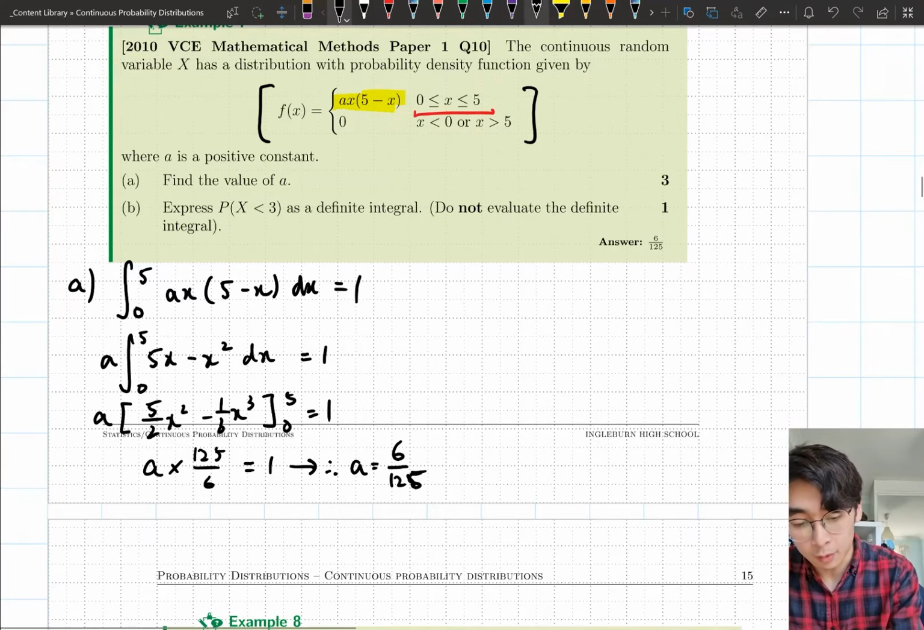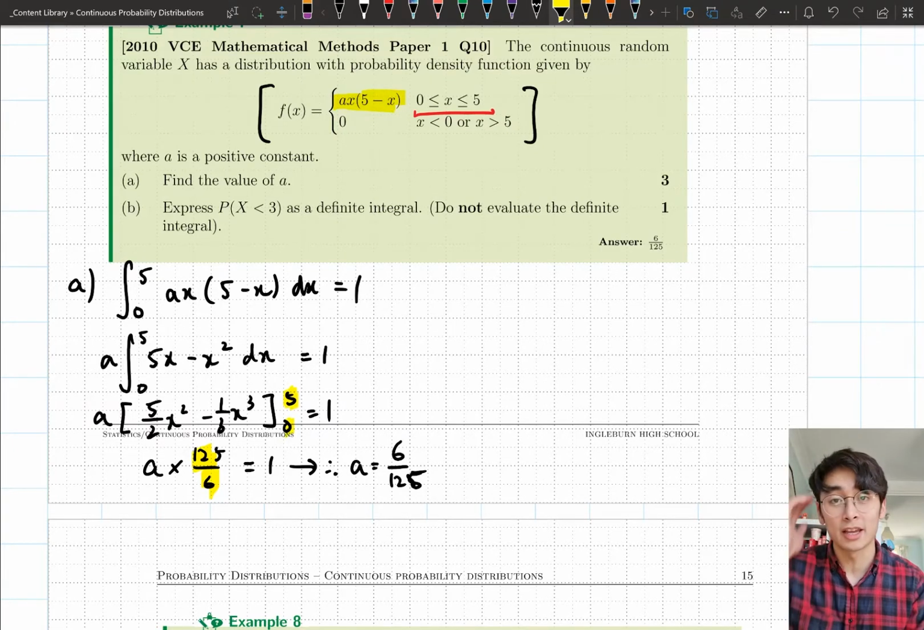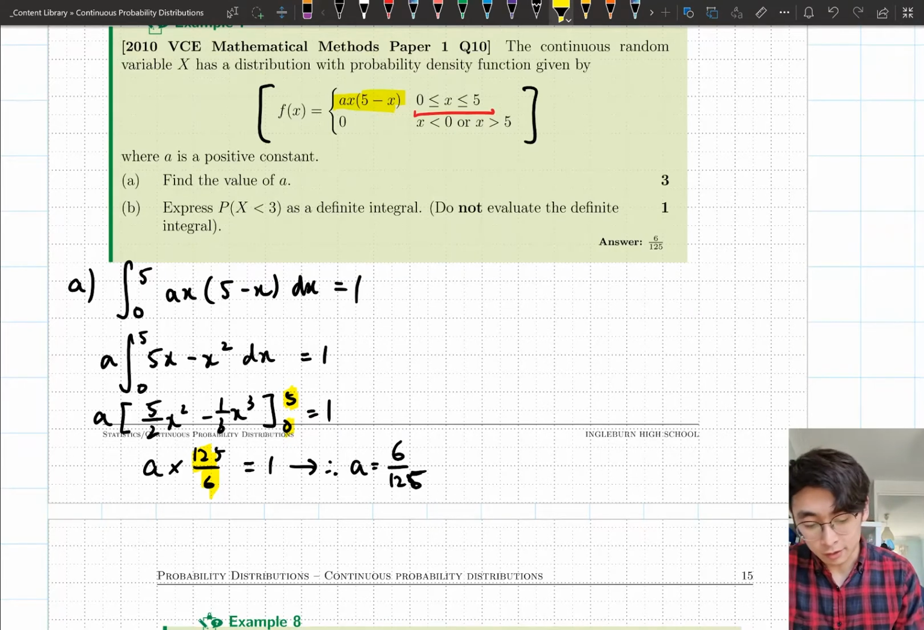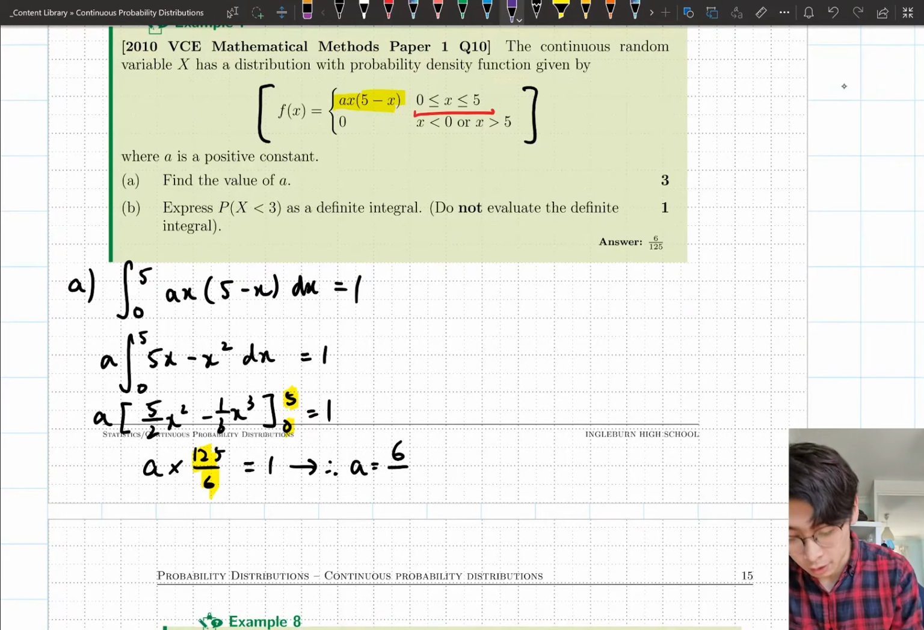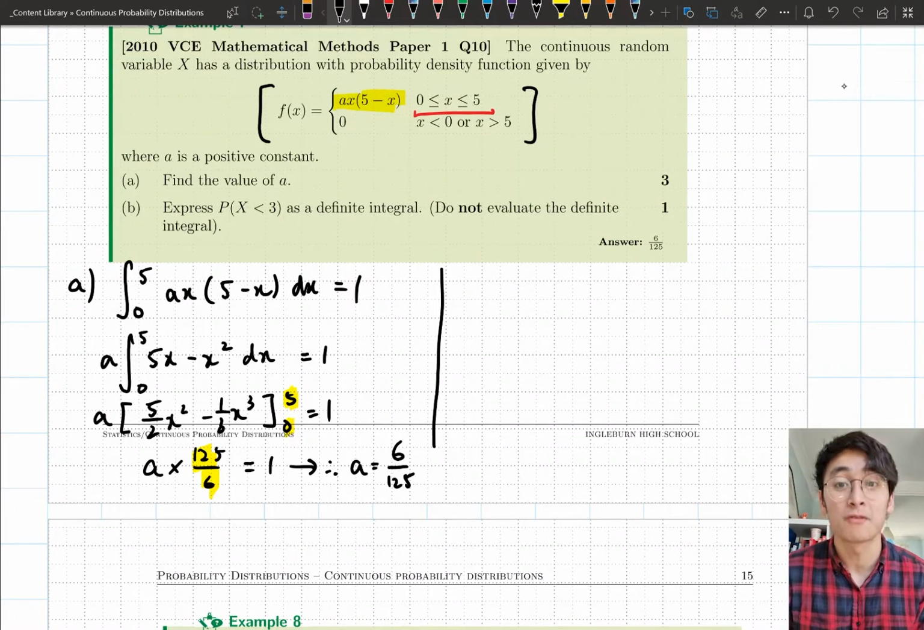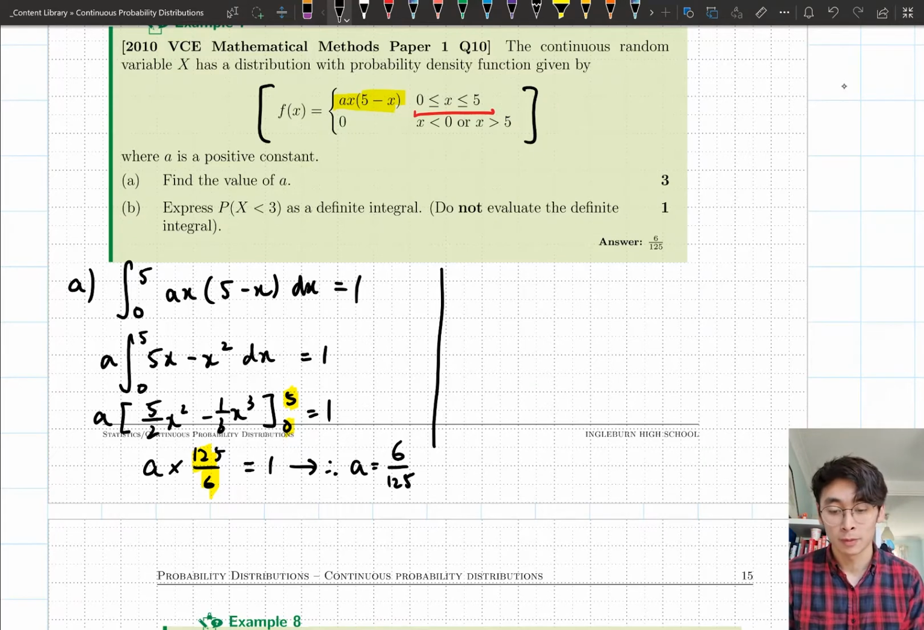So here this 125/6 is just me subbing in 5 and 0 into this definite integral. Okay, so I've got this value of a is equal to 6/125. This first part was just what we did in the last lesson when we checked whether or not a function was a valid probability density function. Okay, part B. Express P(x < 3) as a definite integral.